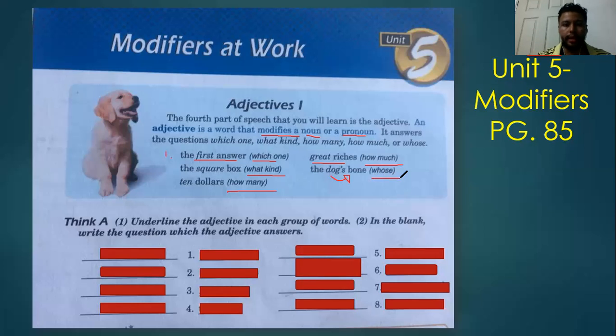In this case, let's get into the topic because we have time. We need to save time. Let's get into the practice. The instruction says underline the adjectives in each group of words. Here we have another instruction. Number two, in the blank, write the question which the adjective answers. For example, let me check it out.